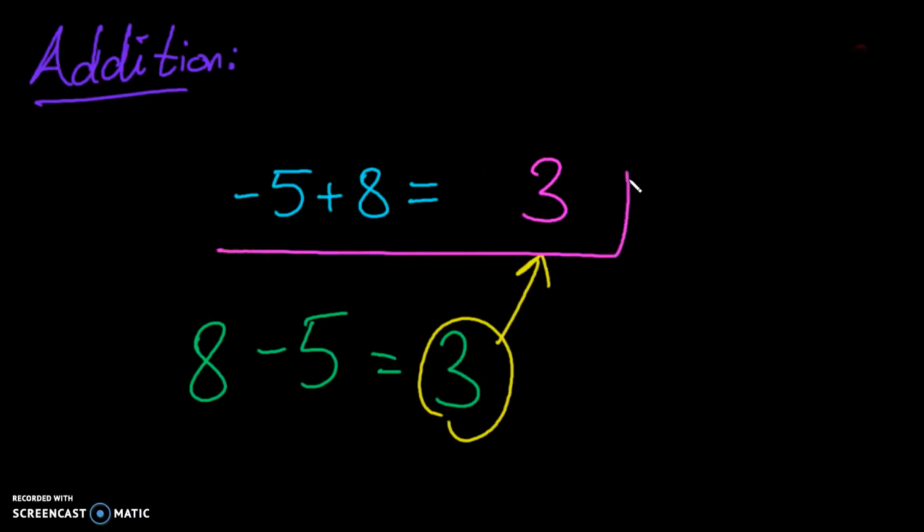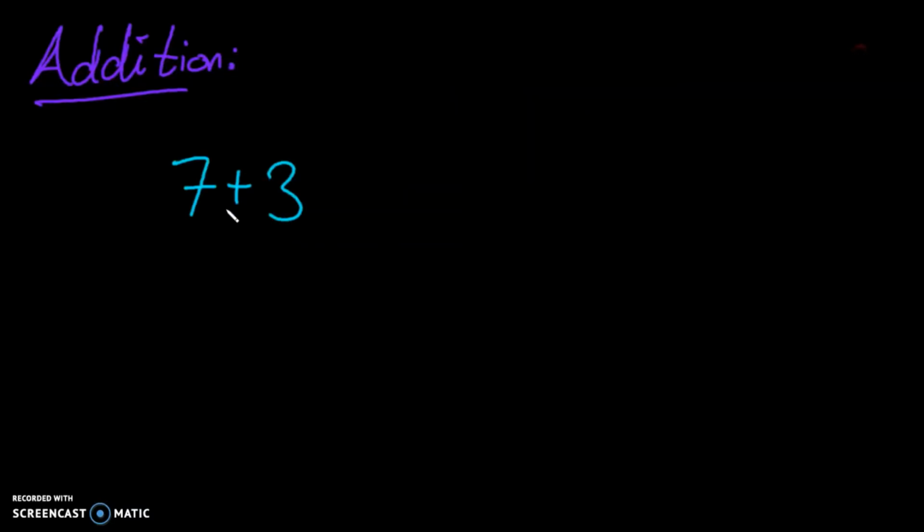Now this method only works whenever we have different signs. When we have same signs, plus, and we said if there's nothing here, it means it's plus. So when we have same signs, we just add them. 7 plus 3 is 10. And we just add the same sign, plus.